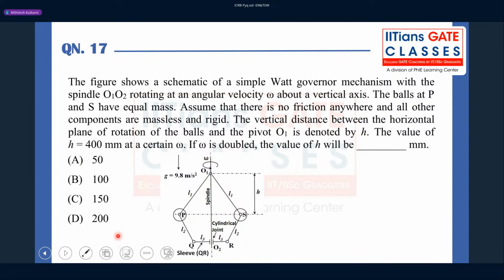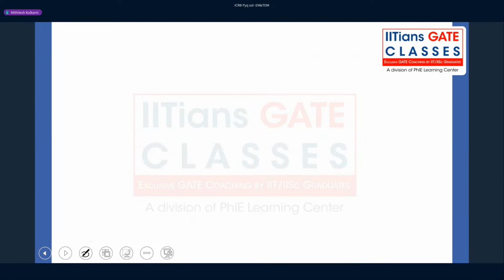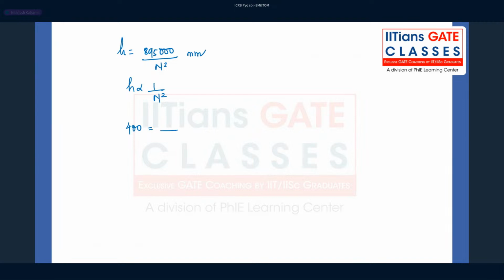Basically, we know that the relationship between height of the governor and the speed is h equal to 895,000 divided by N square millimeter. So basically, height is inversely proportional to the RPM square. And we know RPM and omega are proportional. So we can say that for 400 height, if the speed is omega, then for 2 omega speed, what will be the height? Let's say it as x.